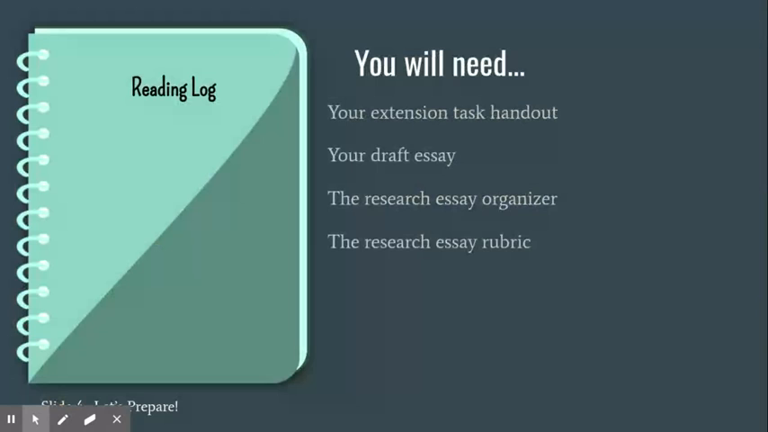You will need your extension task handout from Lesson 33, your draft essay that you completed for homework, the research essay organizer posted with Lesson 39, and the research essay rubric, which should have been posted with Lesson 39 as well, and I believe also with an earlier Lesson 2.